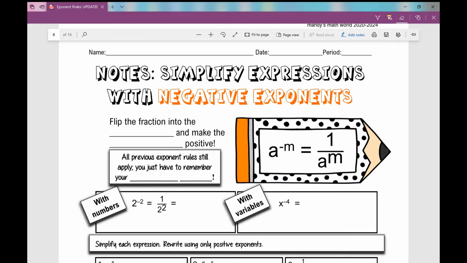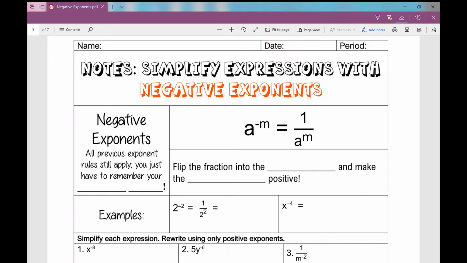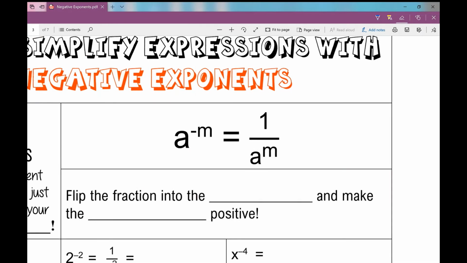So let's get started. I like to introduce negative exponents by first just talking about what exponents are. If I have 3 raised to the power of 1, what does that give me? 3. What about 3 raised to the power of 2? What is that going to be? 9. What about 3 raised to the power of 3? What is that? 27. What about 3 raised to the power of 4?